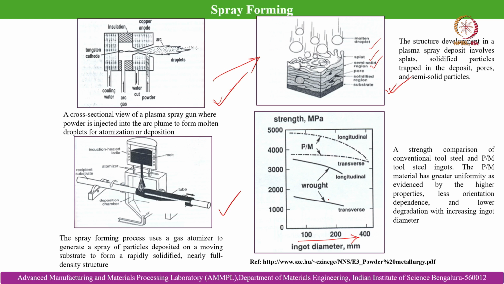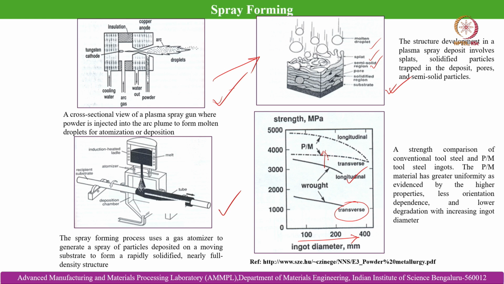However, you can see there is a large variation of properties between the longitudinal and transverse direction properties of the wrought form of the same material, whereas in powder metallurgy processed material, the gap between the properties in the longitudinal and transverse direction is very narrow, and it also reduces with increasing diameter of the ingot. That means the bigger the sample is, the more the gap reduces, and we can also achieve even higher properties in the PM processed part.